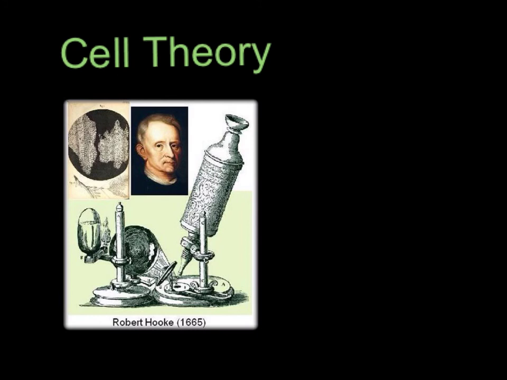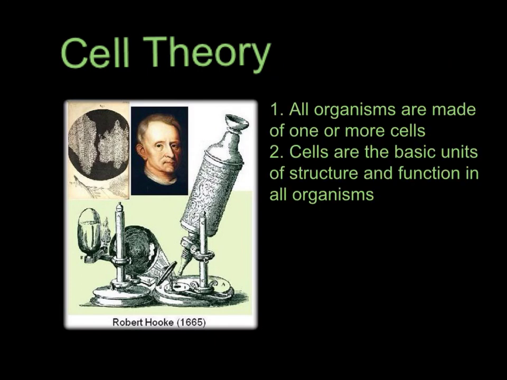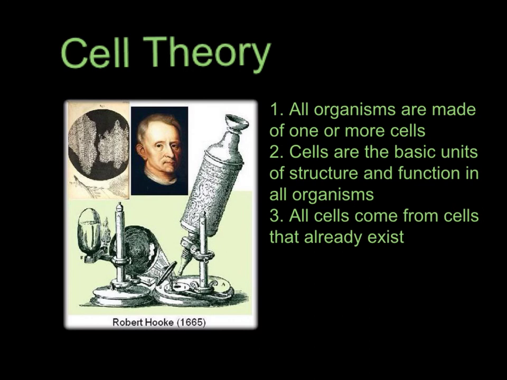The major ideas of cell theory include three things, and you need to know and memorize these. Number one, all organisms are made of one or more cells. Number two, cells are the basic units of structure and function in all organisms. And finally, number three, all cells come from cells that already exist. So these are the major ideas of cell theory. Today, cell theory is the basis that scientists use to study the parts of cells and how they're organized, reproduce, and change over time.